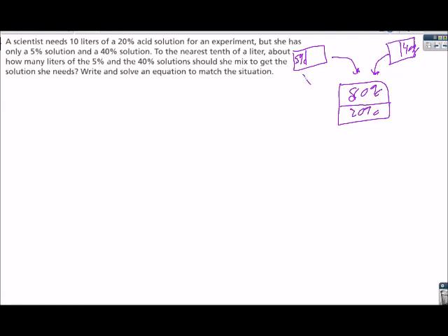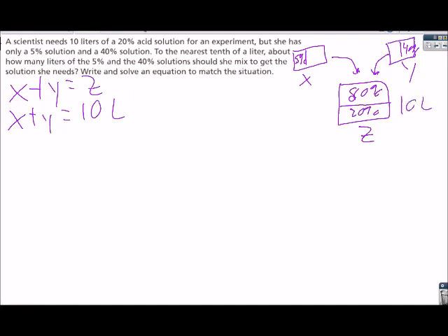So I'm going to call this 5% X and this 40% Y. So I'm going to add X and Y to get to this Z solution. To the nearest tenth of a liter, about how many liters of the 5% and 40% would she have to mix to get the solution she needs? Okay, so we know that when we add this X and Y together, we're going to finish with 10 liters, which means that we're going to have X amount of 5%, Y amount of the 40%. We're going to pour it in, and we're going to get 10 liters.